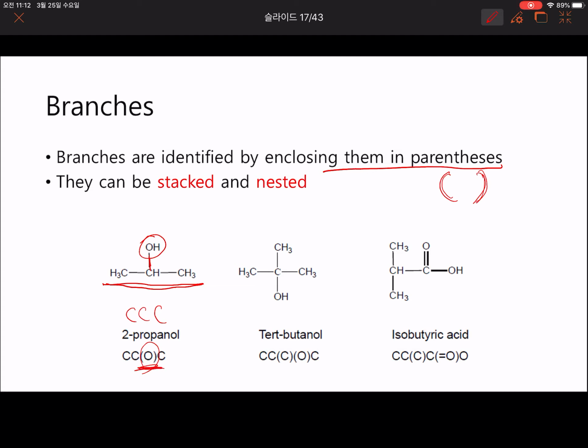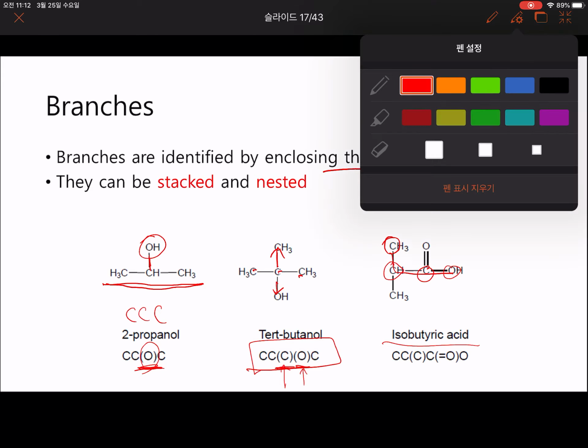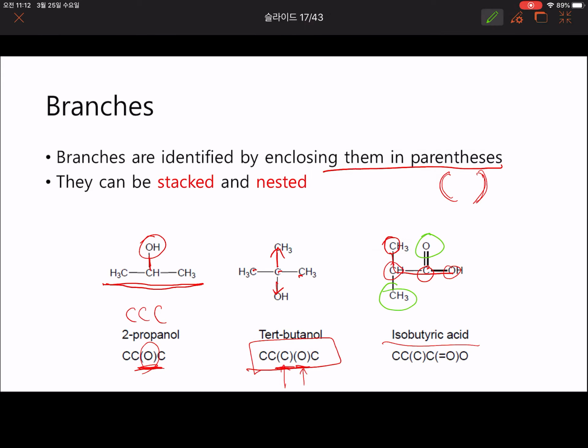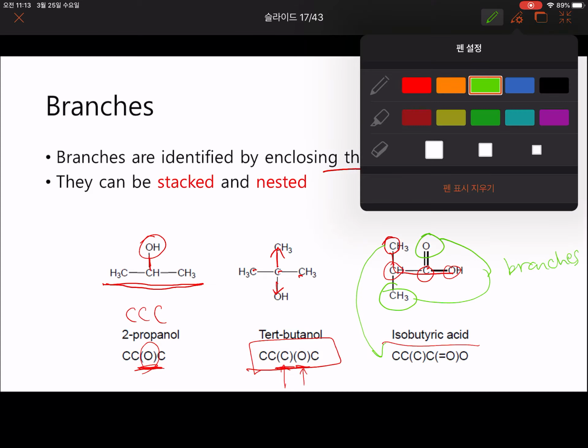And tertiary butanol is also written like this. The CCC is written here, but this one is branched, and this OH group is also branched, and the branched groups are put inside parentheses. And if you look at isobutyric acid, it has a CCCO chain. Then we can think that these two groups are branches, right? We can assume that these are branches. And then if we write, this C corresponds to here. Okay, let's change the color.